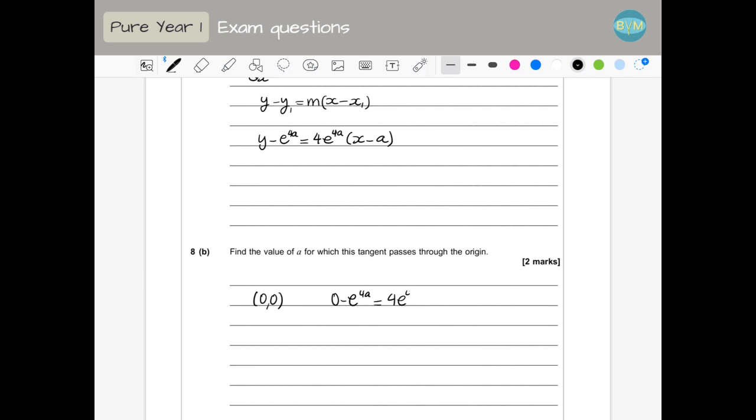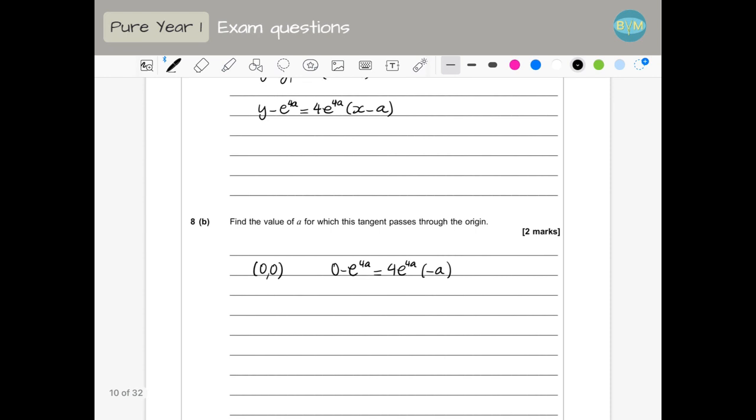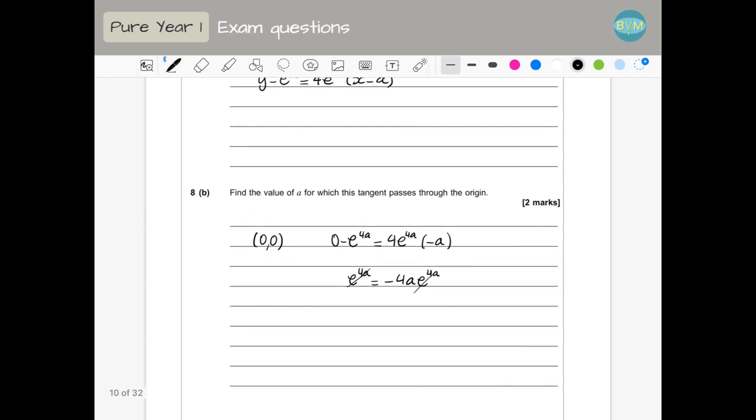So we have that e to the power of 4a is going to be, I'm going to write the a at the front, minus 4a e to the power of 4a. I can cancel e to the power of 4a, and then I have, sorry, this is plus, because I have a minus here and a minus here, yeah? And that means 1 is 4a, therefore a is 1/4, yeah? So the only thing I've done is substitute the 0, 0 in my equation of the line, and I just found a from there.